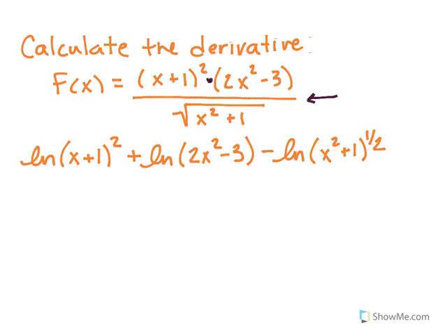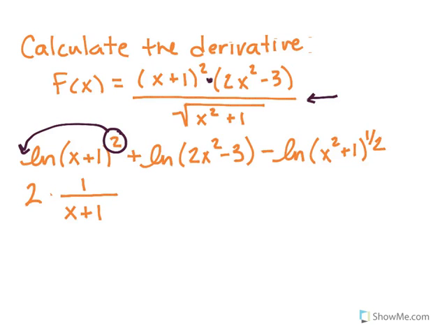So for the first part, I'm going to take care of my exponent first. This can come down in front, and this becomes 2, and then I'm going to take the derivative of the ln of x plus 1. So the x plus 1 goes in the denominator. The derivative of that denominator is just 1. So that's the first part.